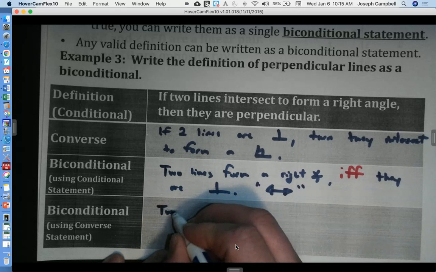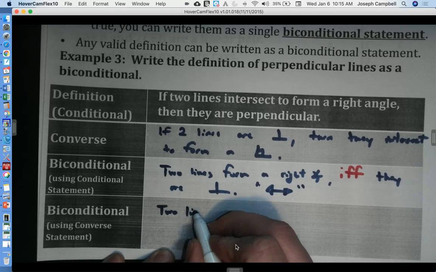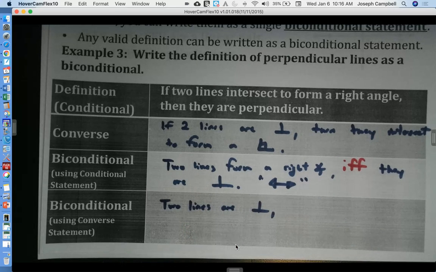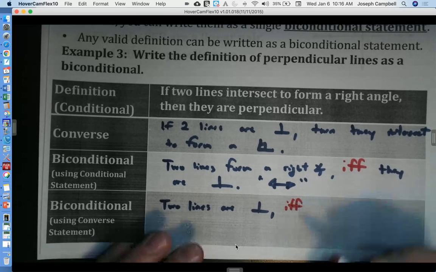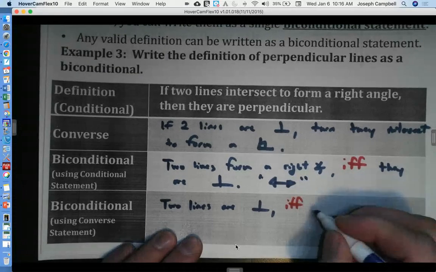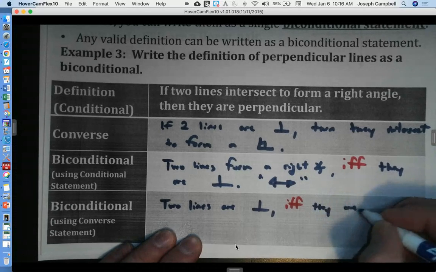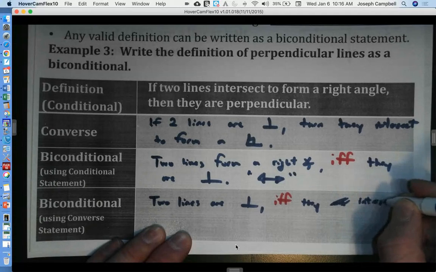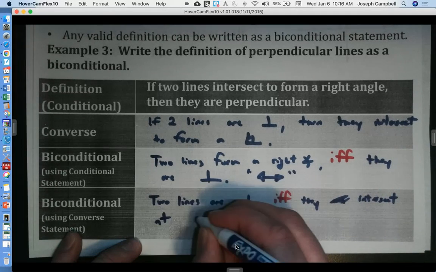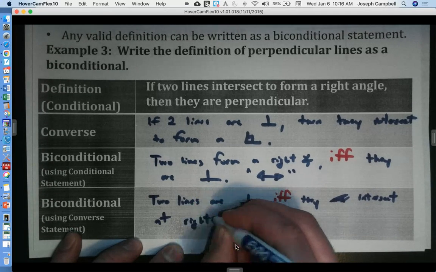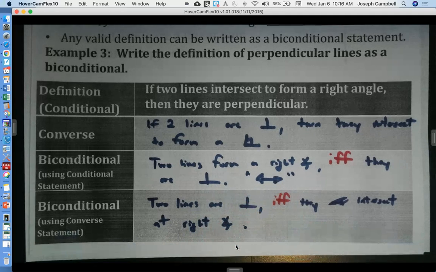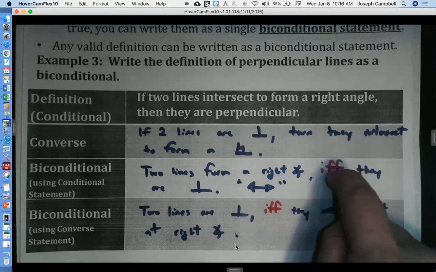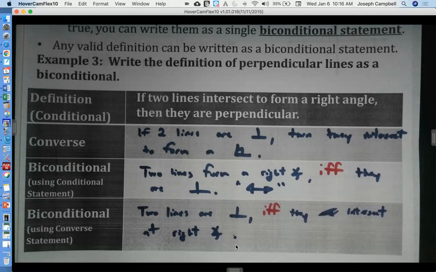Two lines are perpendicular. Then here's the biconditional part, the if and only if. If they intersect at a right angle. Okay, so that's a good definition. Why? Because all of these are true. They all make sense.